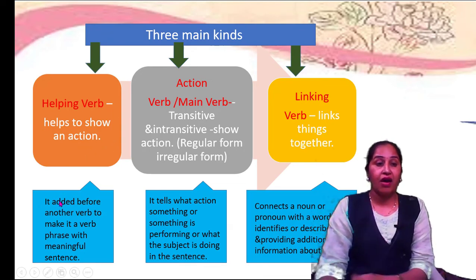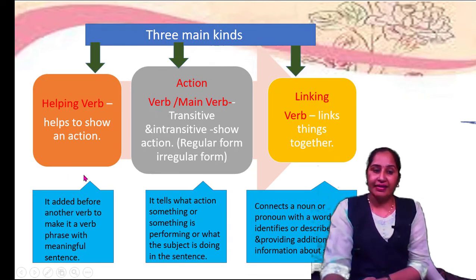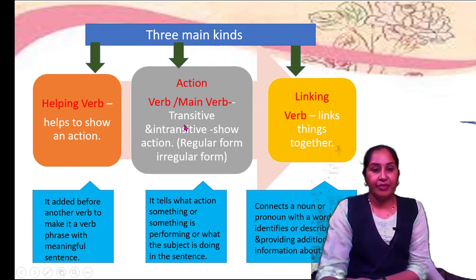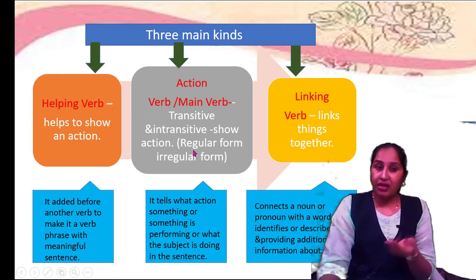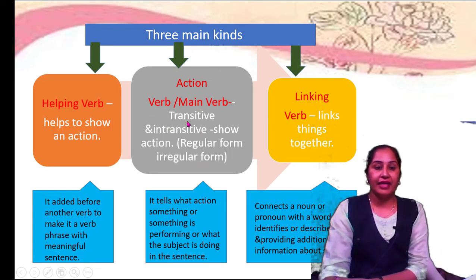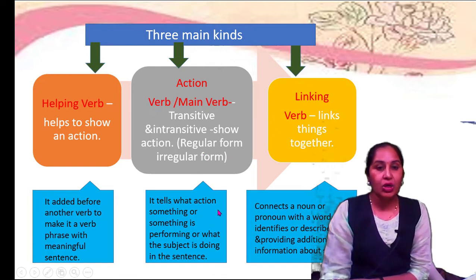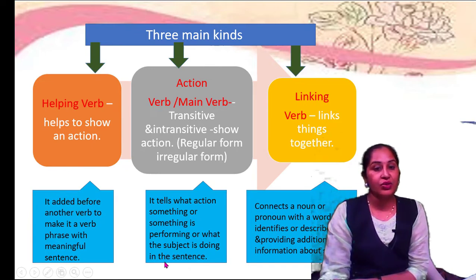Help of picture added before another verb to make it a readable sentence. Action verb, known as main verb, transitive verb and intransitive verb. It shows an action. Sometimes it is regular form or irregular form. You know the difference between regular form and irregular form. It tells us what action something or someone is performing, or what the subject is doing in the sentence.